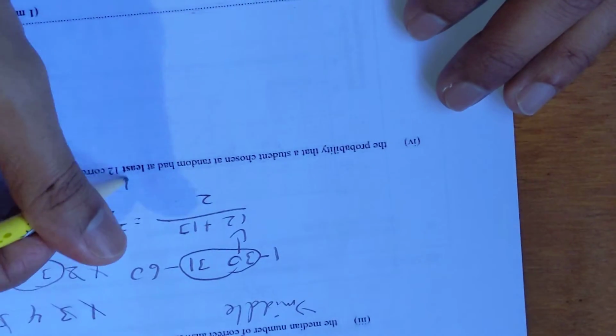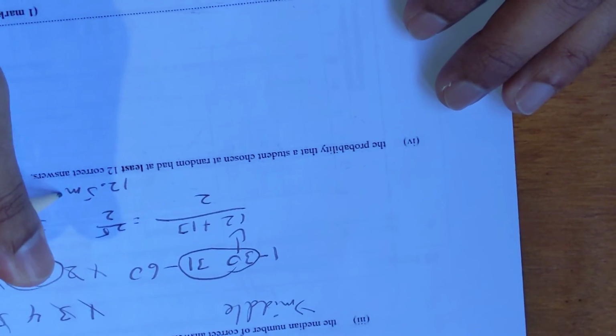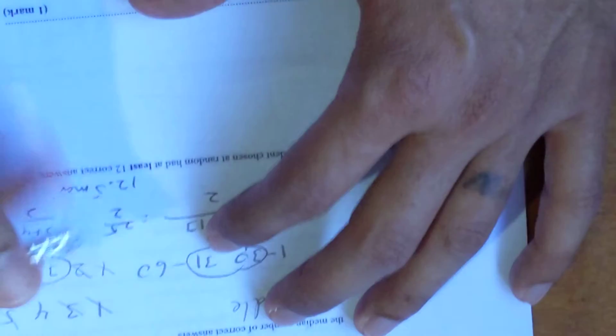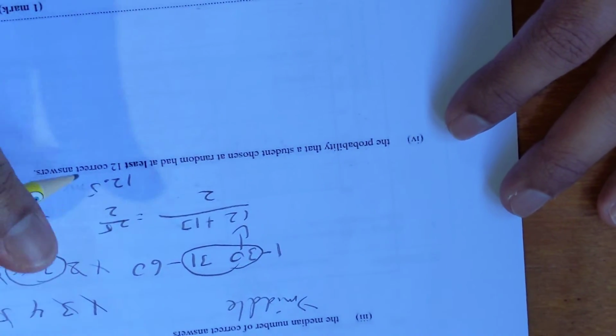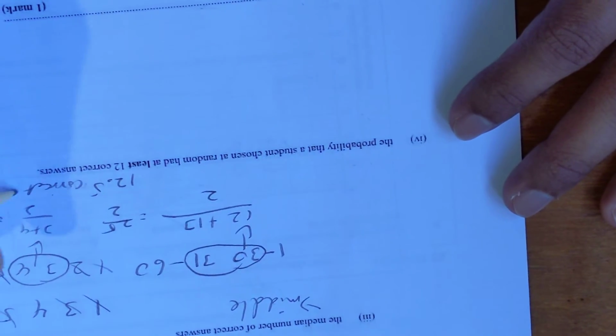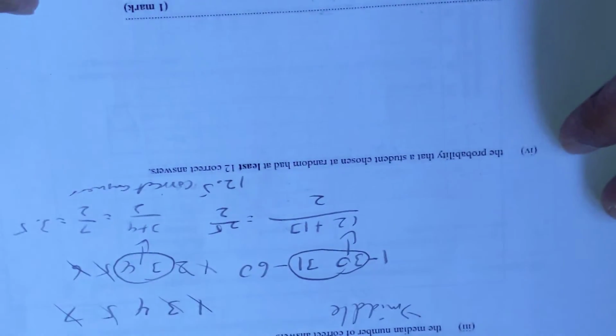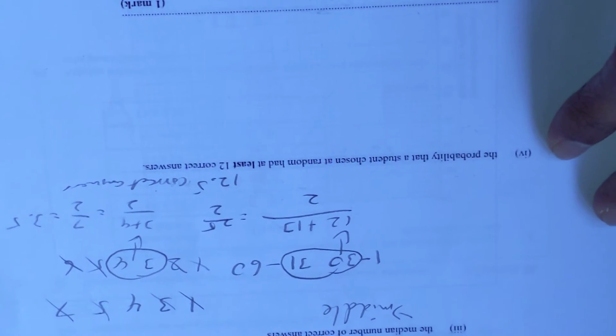And like I said, this is the hardest part, because you realize it was a little more technical than the others. And that's how the median tends to be, a little more work. So 12.5 correct answers would have been the median, and that is how you find it.